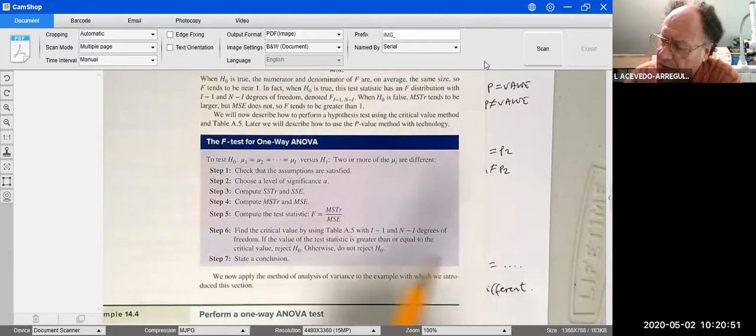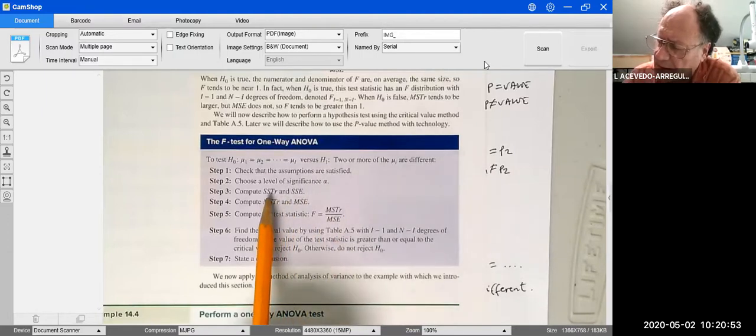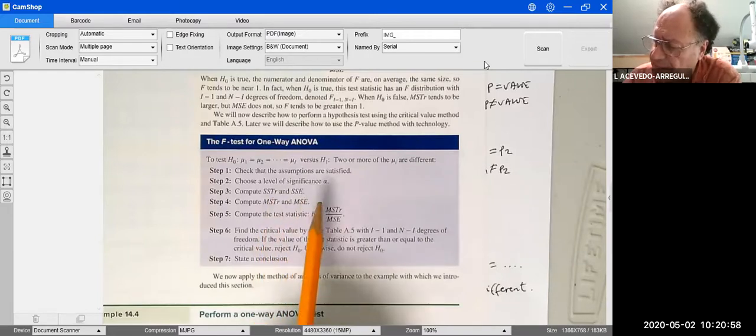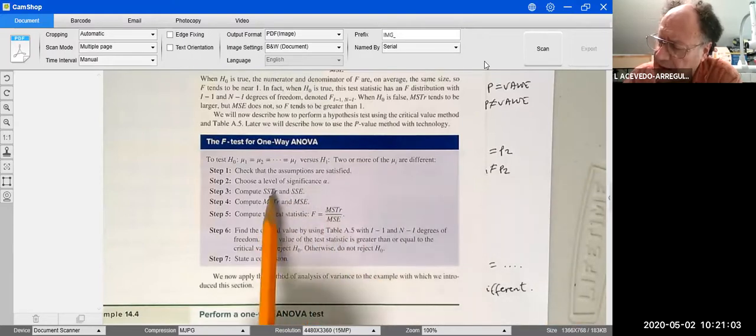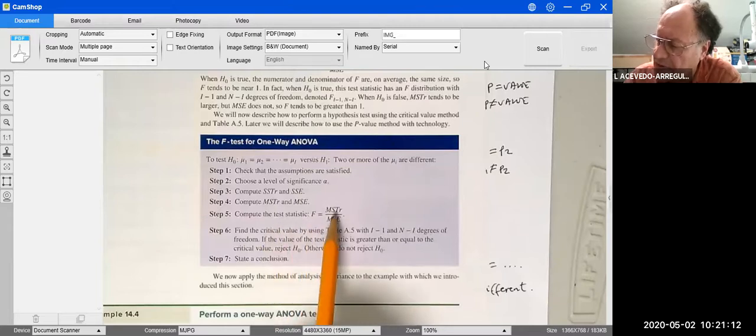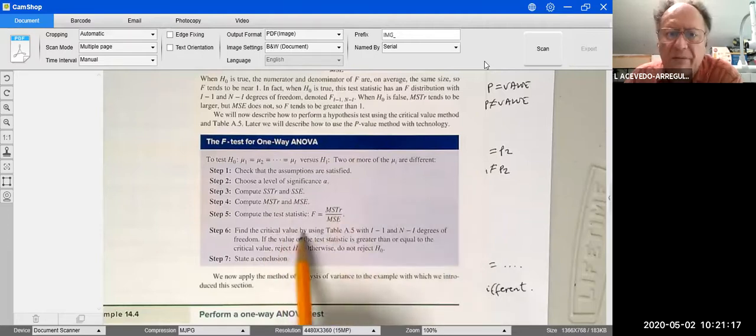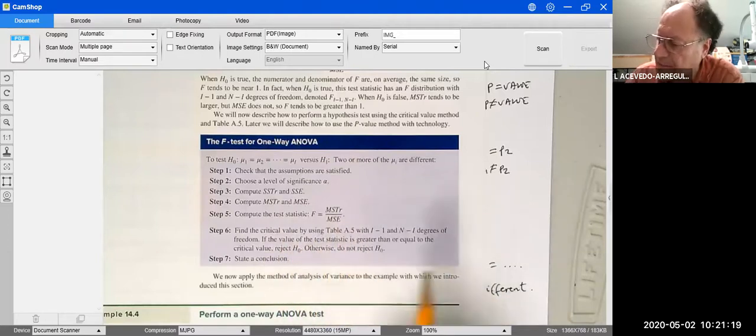Then we're going to compute some quantities. Some of those quantities are errors, and others are just different computations that I'm going to give you in a minute. So SSTR, SSE, MSTR, MSE. The purpose of these quantities is that, at the end of the day, what we want is our test statistic F, which is just the ratio of the last two. Then you proceed to find critical values by using a table, by using a Texas Instruments TI-83/84 calculator, or by using the language R.